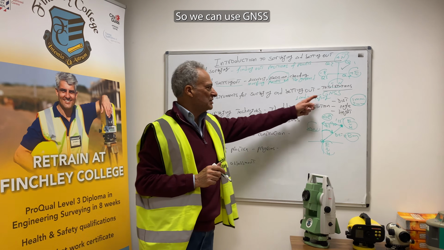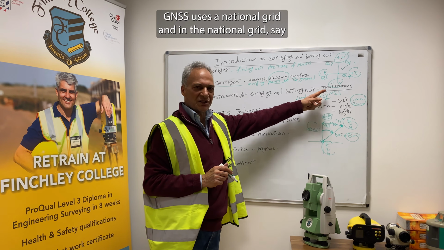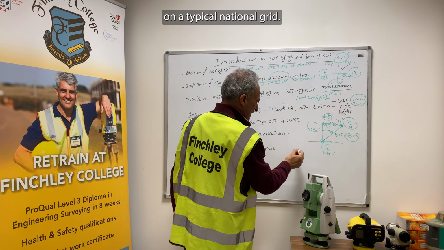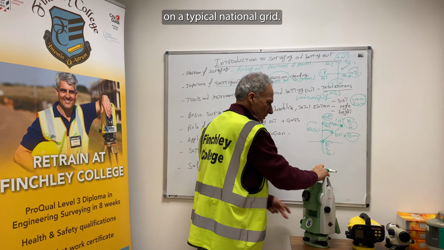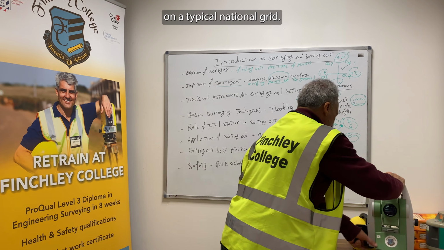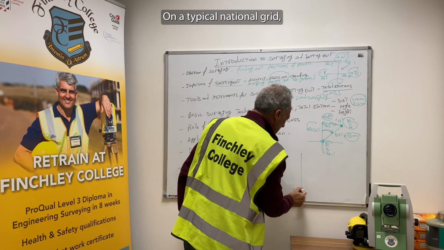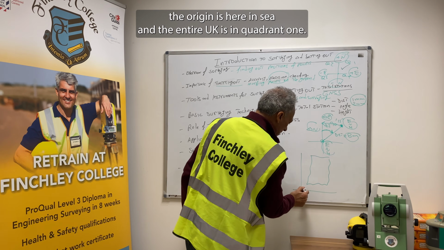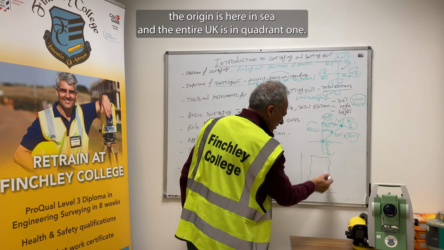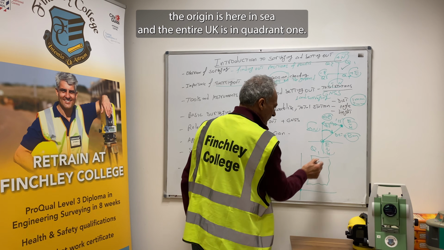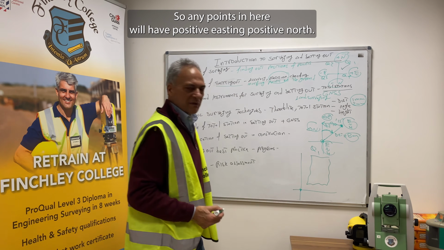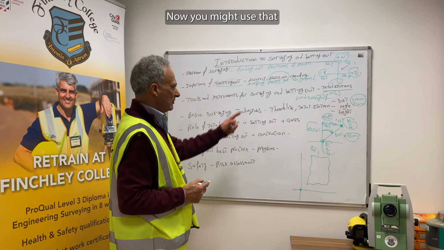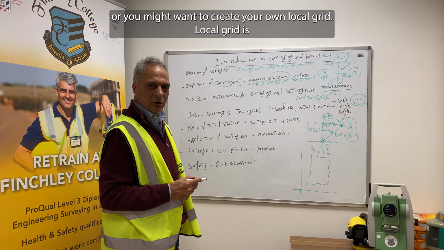So we can use a GNSS, and GNSS uses a national grid. And on a typical national grid, imagine this is a map of UK, for example, the origin is here in the sea, and the entire UK is in quadrant 1. So any points in here will have positive easting, positive northing. Now you might use that, or you might want to create your own local grid.